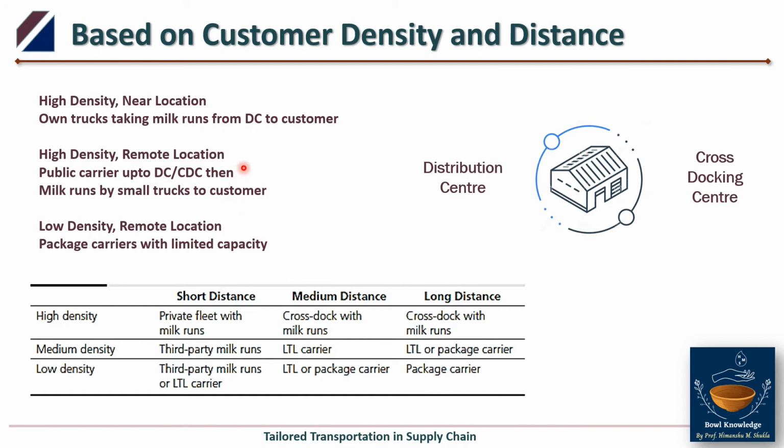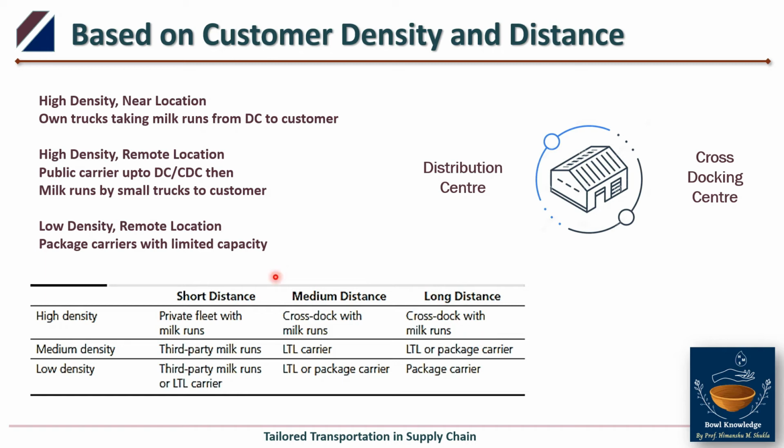Now what about low density remote location? The customer is very far away from your location and density is also low. So why would you send a truck? Because customer density is less and location is remote. You will use a package carrier with limited capacity, a service like DTDC which charges you per piece. Because there is low density of customers, it is not economical to send a truck even to that local DC. So you will use package carriers, just like a courier service like DTDC.